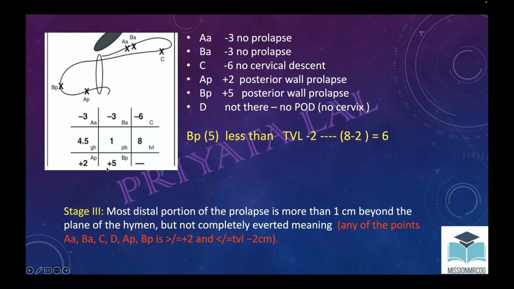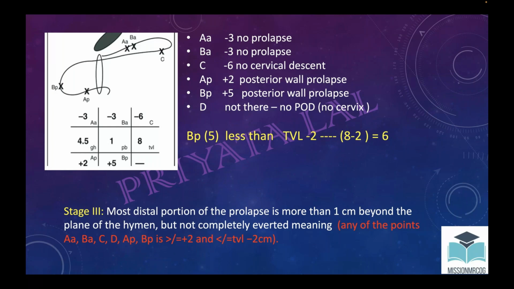So small p for the posterior wall. So there is a prolapse of posterior wall. Now AP is 2 plus, BP is 5 plus, so posterior vaginal wall prolapse is there. Okay, now this is the prolapse, and now to stage it.